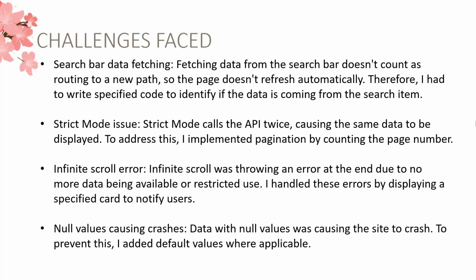Then infinite scroll error. The API I am using gives a particular number of news articles. So at the end of these articles, if you try to search again, it will give you an error. Those things are handled. The next point, null values causing crashes. Databases have various null values. Some null values can be in the thumbnail, the news headline, the news description, the writer, or the date posted. Those things are handled.